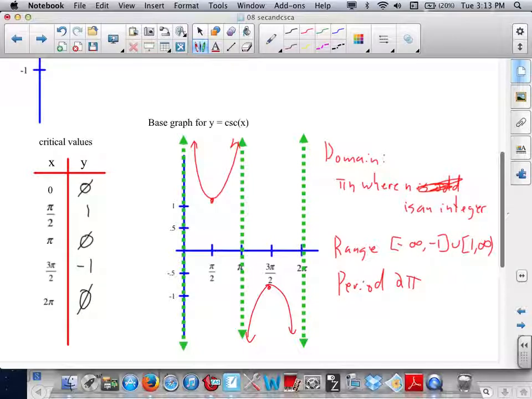So these are our base graphs for secant and cosecant. I'm going to make one more video showing different examples of how to graph this with different transformations.